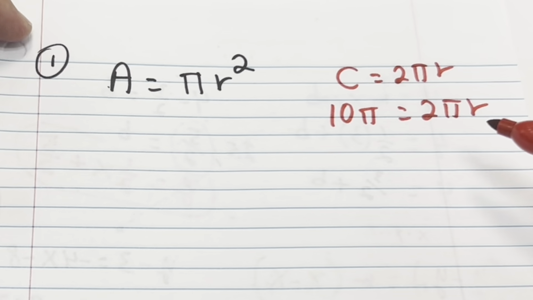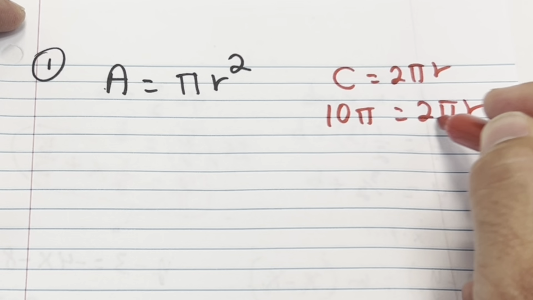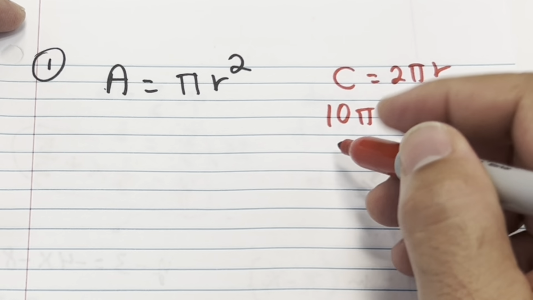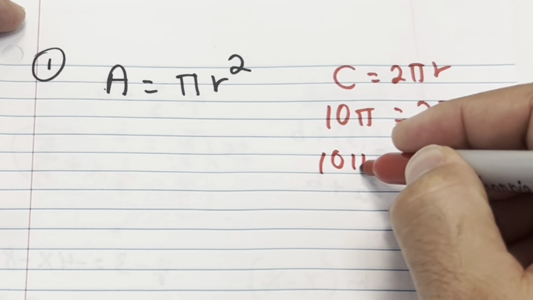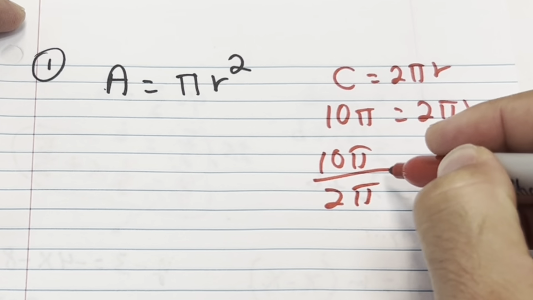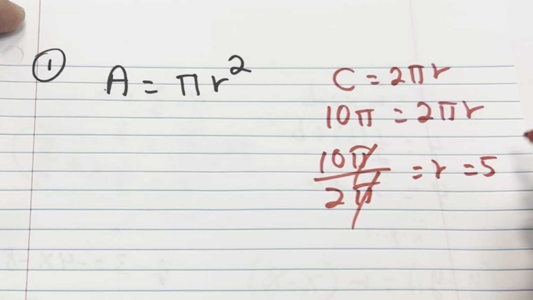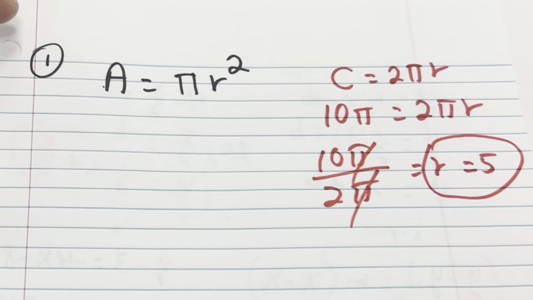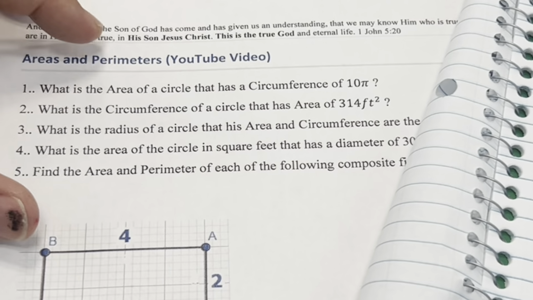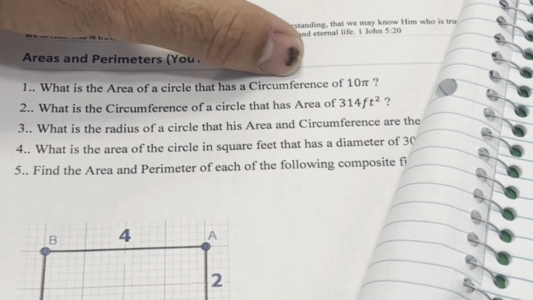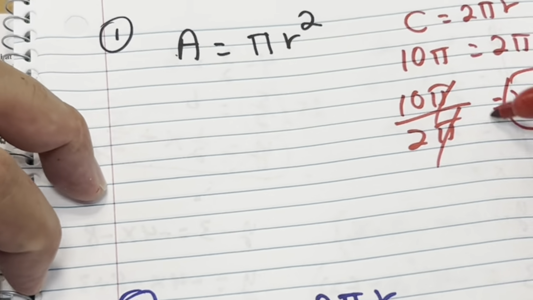This information helps me find r, because now the 2 pi is going to be divided. Let's do it step by step. Simplify the pi. 10 divided by 2 is 5, so r equals 5. Now, the question was, what is the area of the circle that has a circumference of 10 pi? The circumference of 10 pi helped me find r.